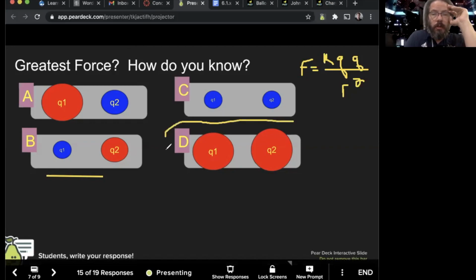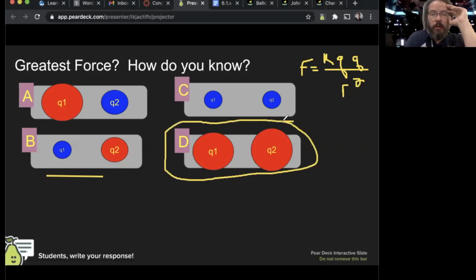Should be letter D. Why? The distance isn't changing, but we have a really big Q1 and a really big Q2. So a big number times a big number is going to equal a bigger number. If I take a big Q1 times a big Q2, it's going to equal a bigger number for the force.